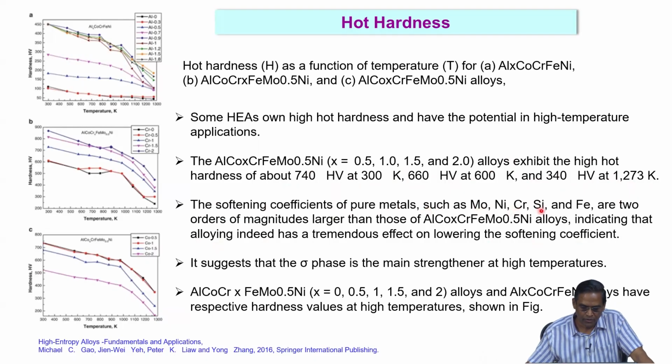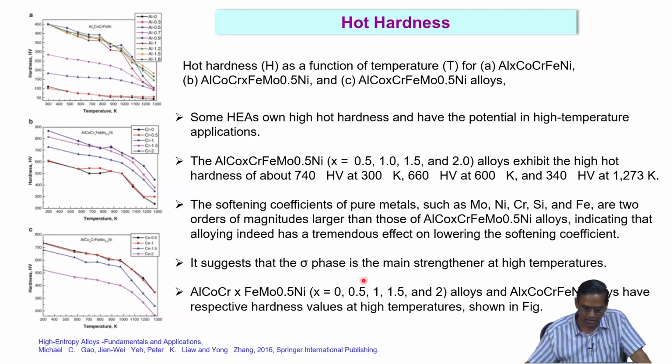The softening coefficients of pure metals such as molybdenum, nickel, chromium, silicon and iron are 2 orders of magnitude larger than those of high entropy alloys, indicating that alloying indeed has a tremendous effect on lowering the softening coefficient. So you are looking at the whole alloy and then individual elements. You compare this, and the softening coefficients are quite different.